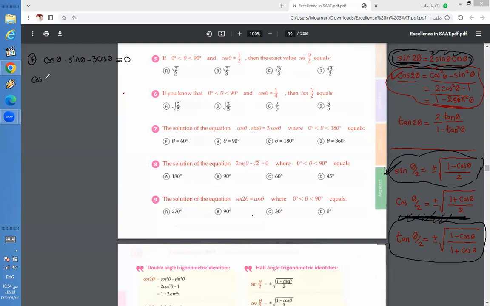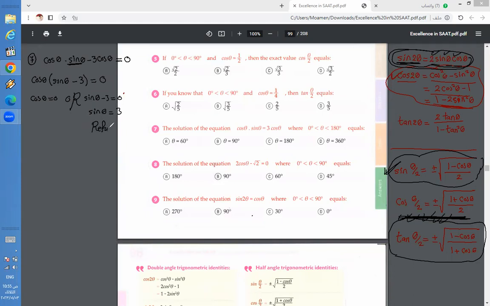Cosine theta as a common factor. So take cosine from the beginning. The rest here will be sine theta minus 3 equals 0. So the first may be equal 0, the second may be equal 0. So cosine theta equals 0 or sine theta minus 3 equals 0, so sine theta is equal to 3. Sine theta equals 3 is refused.